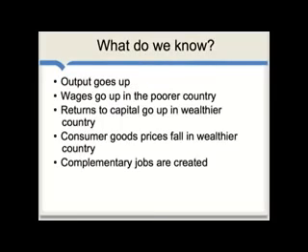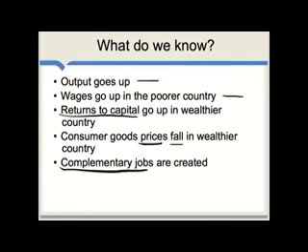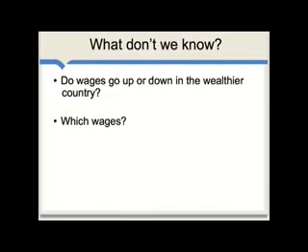So what is it we know about offshoring? Well, we know global output goes up. We know that wages tend to go up in the poorer country. Returns to capital tend to go up in the wealthier country. In the wealthier country, consumer goods prices will fall because goods and services are cheaper, and also complementary jobs are created by offshoring. For instance, imagine you call up a foreign country to get help with your Apple product. That means you're more likely to buy Apple products, and that will create jobs in the United States selling Apple products to consumers. So what is it we don't know about offshoring?